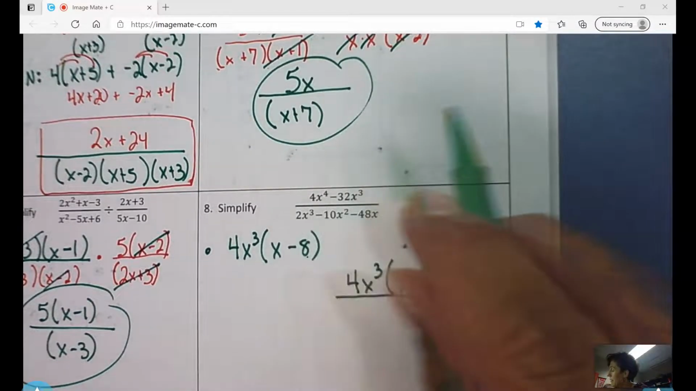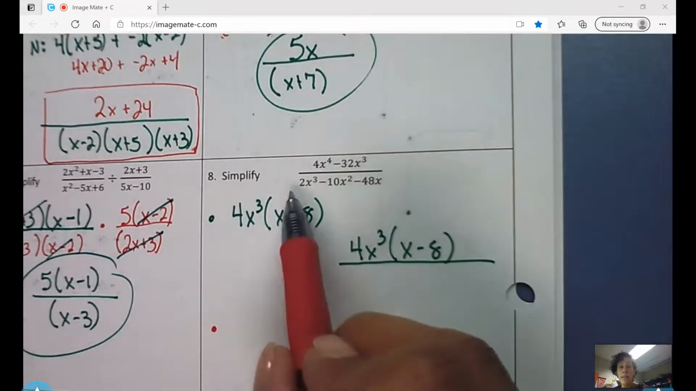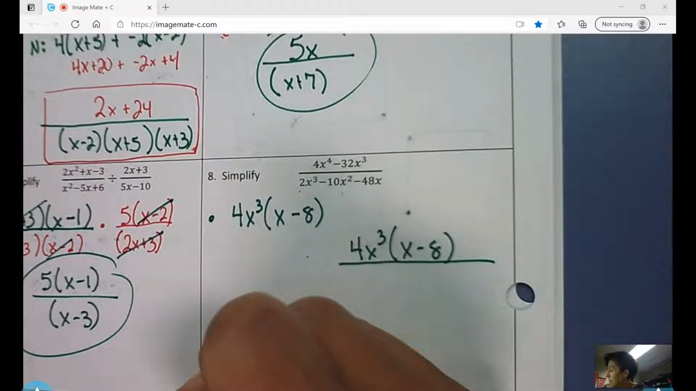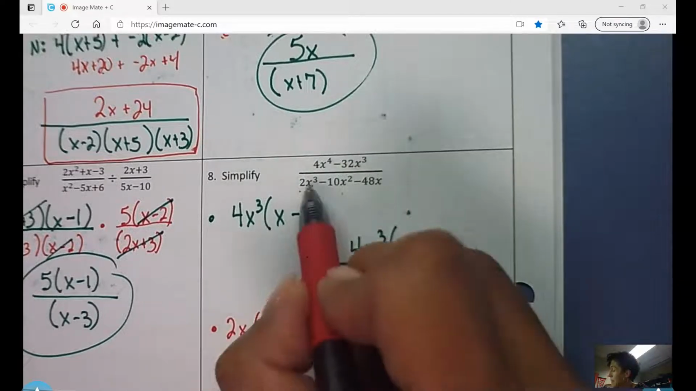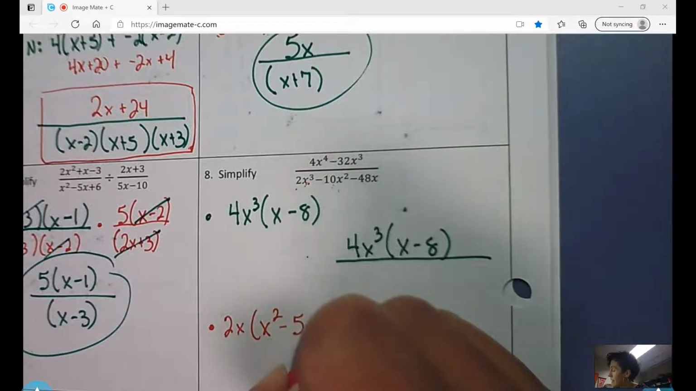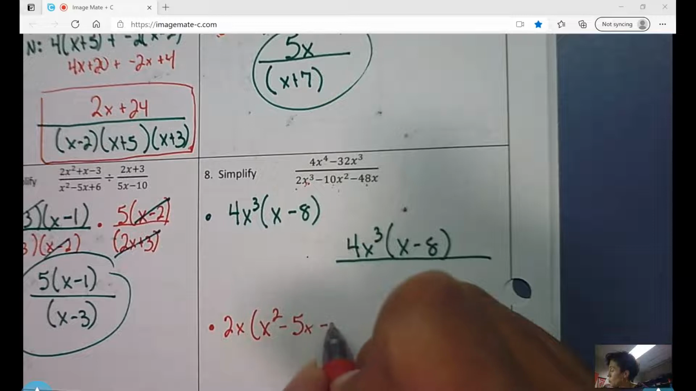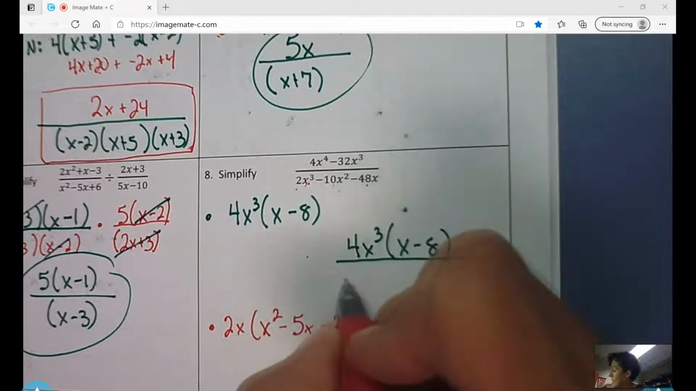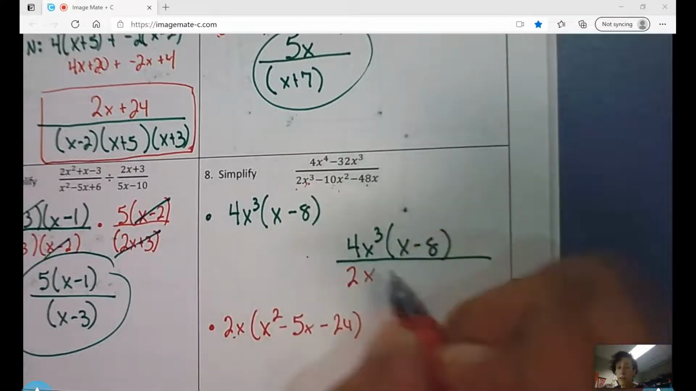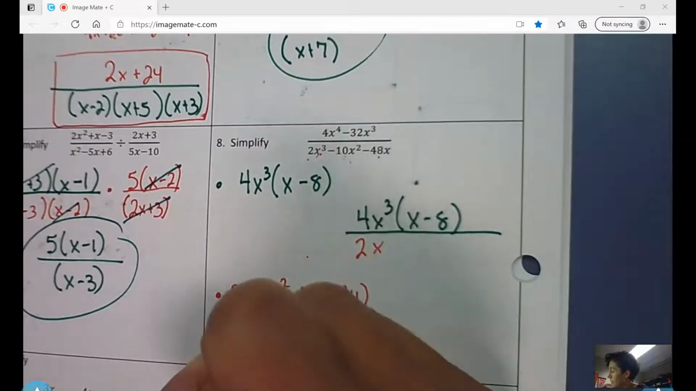In the denominator, I'm going to do that over here in red. There is a GCF. I can take a 2 out, and I'm going to take an x out. And that means I'm left with an x squared. Here I'm left with a minus 5x, and then here I'm left with a minus 24. And now this 2x can go right here as far as the GCF, but I am going to keep factoring this x squared minus 5x minus 24.